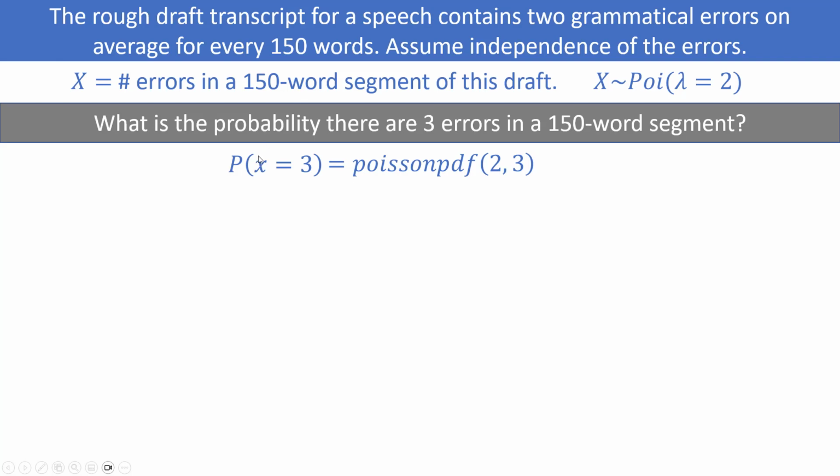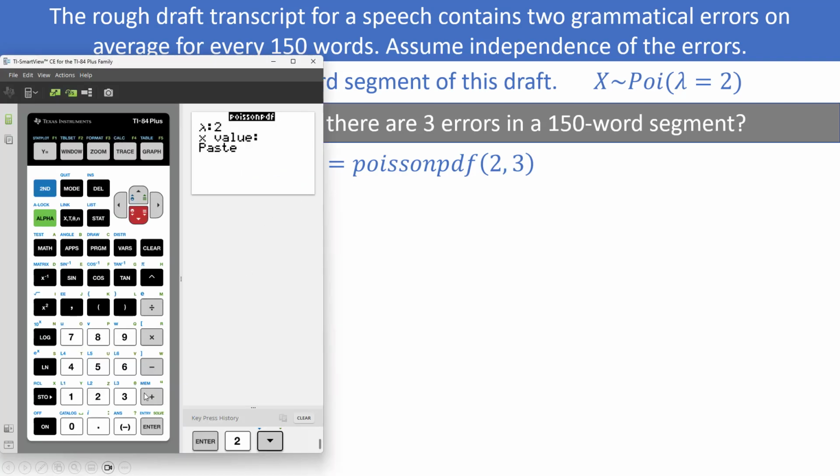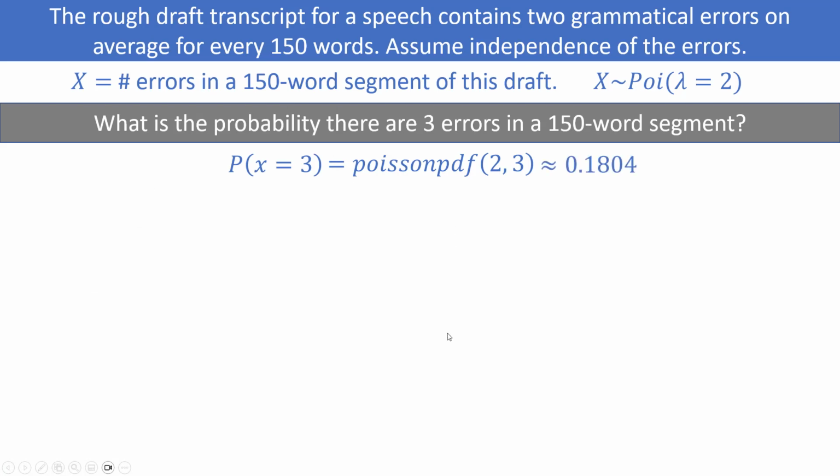We're trying to find the probability that x is equal to 3, so we will put in 3. Go ahead and paste, and then press enter, and you will get the answer of about 0.1804, or about 18.04%. On average, we would expect to only get 2 grammatical errors in a 150-word segment, but it's possible to get 3 errors, and there would be about an 18.04% chance of that happening.